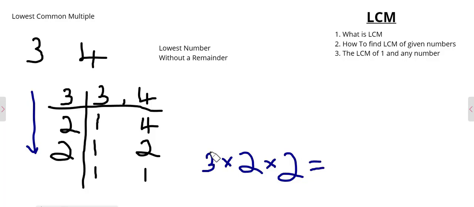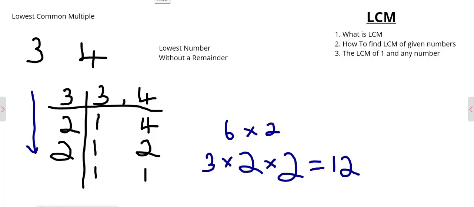So we have 3 times 2, which will give us 6. Then 6 times 2 will give us what? 12. So 12 becomes the LCM of what? 3 and 4. So this is how we come to the conclusion that 12 is the LCM of 3 and 4. Hopefully you understand this video, and we're going to take one more example before we proceed.